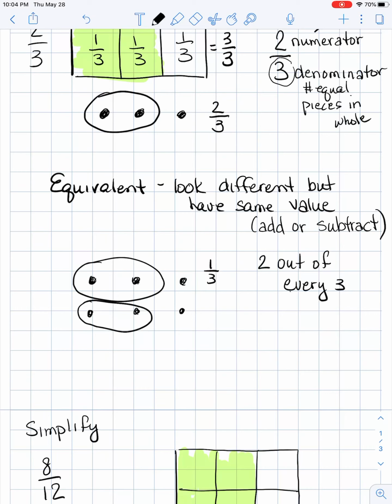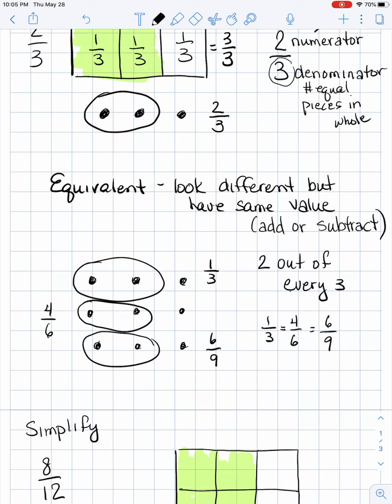And if I added 3 more, you can see that I have circled a total of 4, 4 out of 6. And if I wanted to add another 3 circles, I would take another 2 out of 3, and that would be 6/9. Now, each of these fractions, 2/3, 4/6, and 6/9, are equivalent because each of those represents 2 out of every 3.